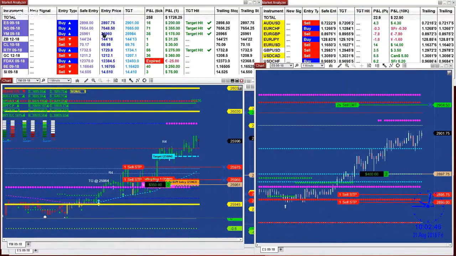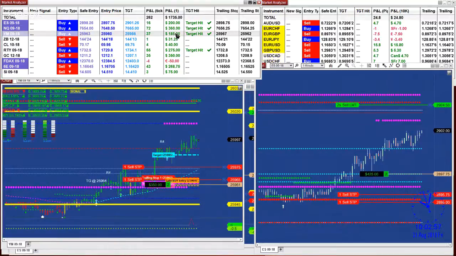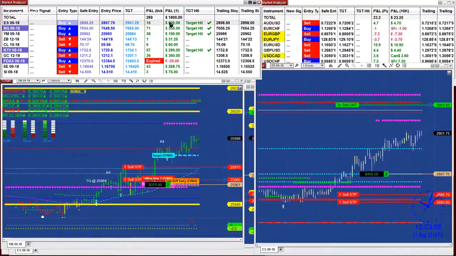If we look at the market analyzer, we already nailed the 35 ticks on that target, and we nailed $175 based on one contract, 1 minute, folks. Based on one contract, 1 minute, we nailed $355. Nasdaq, we nailed $200 based on 1 minute, one contract.